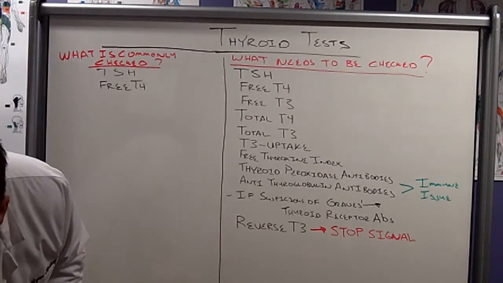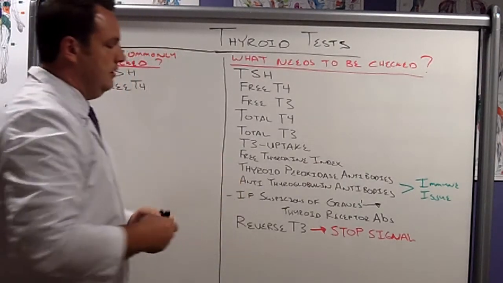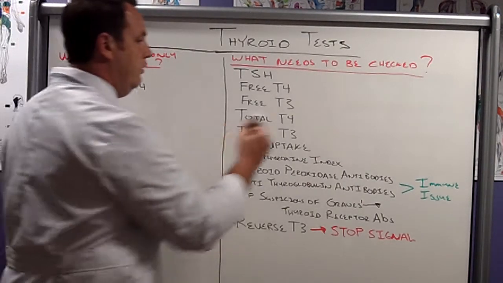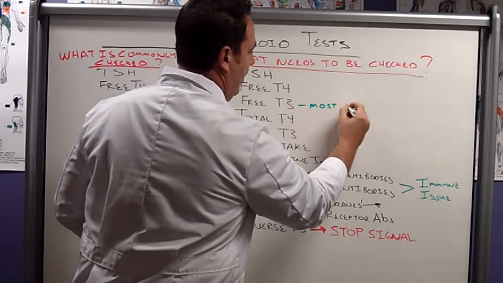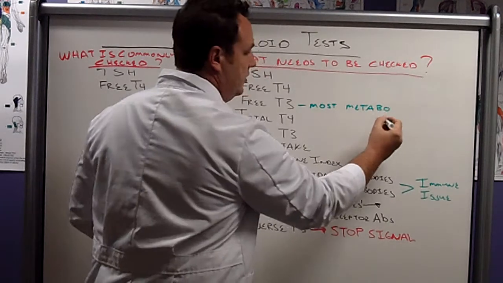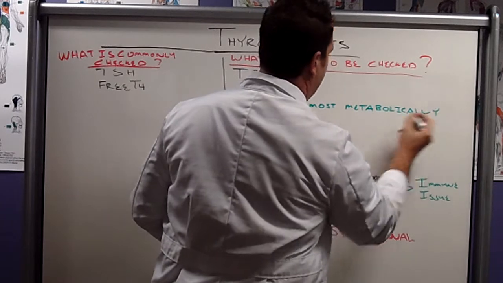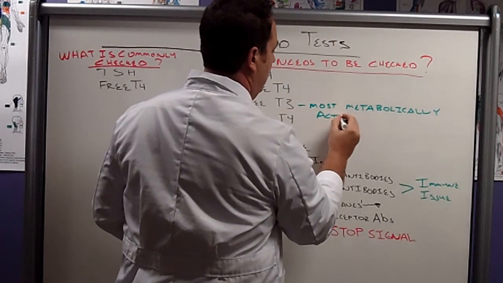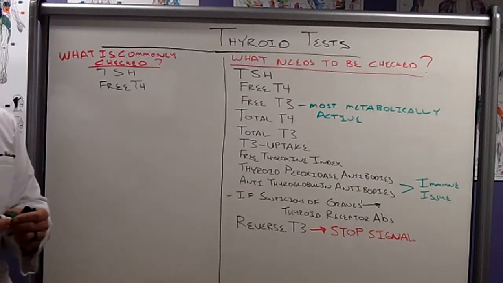Free T3, this is our most metabolically active thyroid hormone. But in a lot of cases, this hormone isn't checked. This thyroid hormone isn't checked. Why aren't we checking that? Well, I don't know, but that's one thing that definitely needs to be checked.